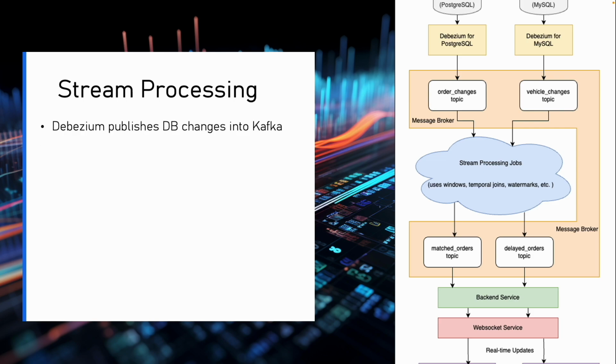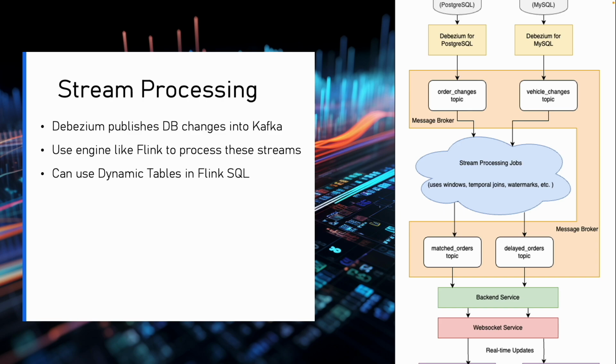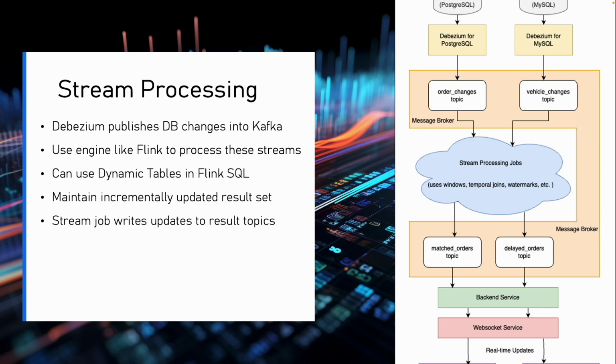Publish the changes happening in the database to an event stream like Kafka using tools like Debezium, and then use stream processing engines like Apache Flink to process these streams. For each of our dashboards, we can write dynamic tables in Flink SQL to specify the result set we want to monitor. Flink will then maintain an incrementally updated result set for each dashboard. The stream job will write any updates happening to the result sets to the respective result topics. For example, here we see a topic for matched orders and also a topic for delayed orders.